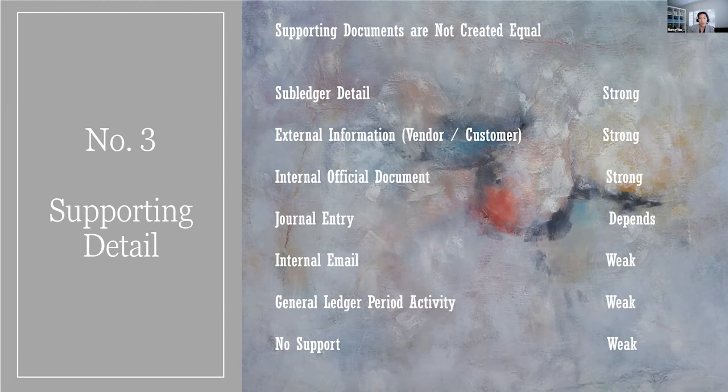So when in doubt, here's a good guide as to what to use as support. Number one, subledger detail, right? External or third-party information from vendors or customers, internal official documents like minutes or a press release, for example. These are all great support for your recs. Journal entries, it kind of depends. It could be pretty strong if the entries themselves are well-supported, if they have true source behind them.